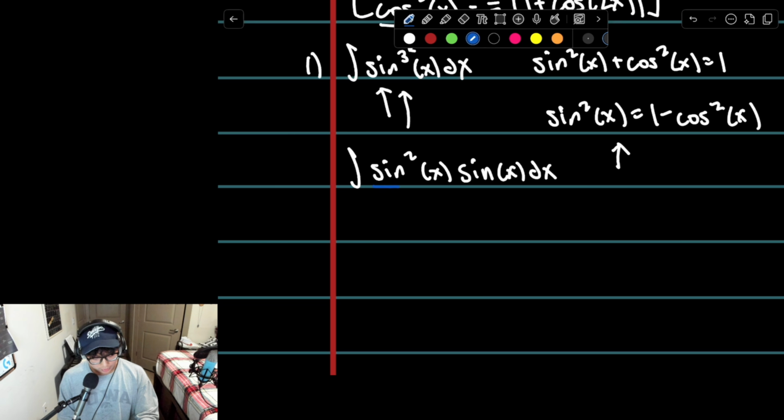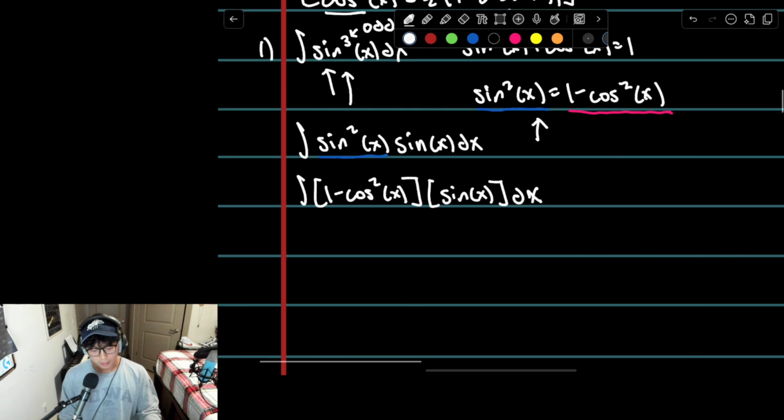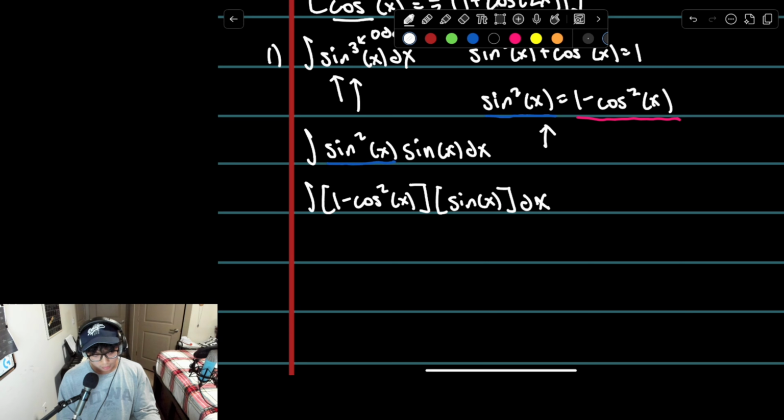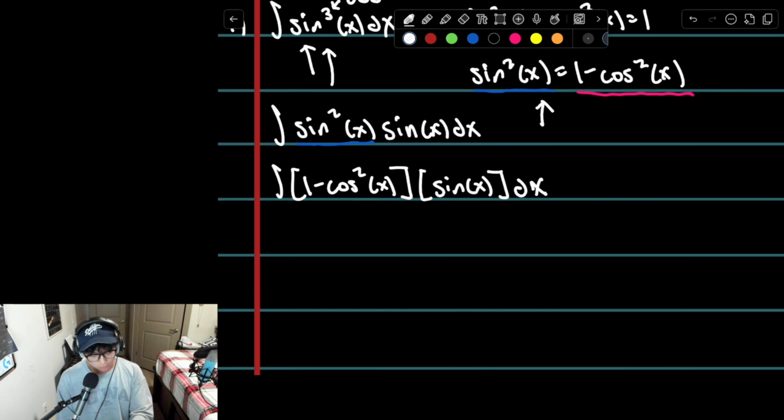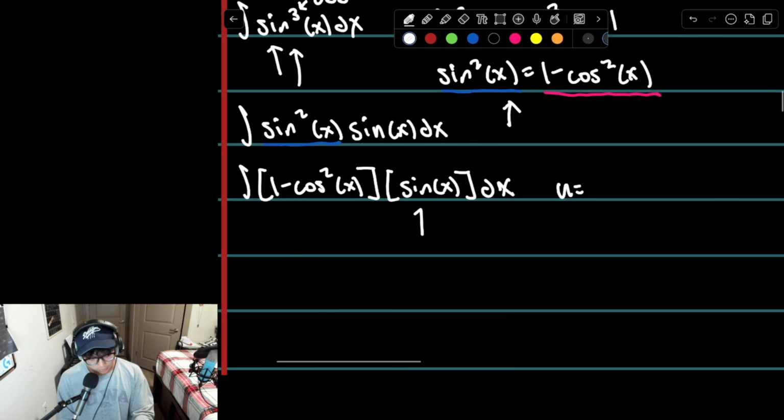And now that we have a sine squared x here, we could substitute this version of sine squared x, which will be underlined in red, which will then get us 1 minus cosine squared x times sine of x. Now you might be wondering, well, that kind of felt pointless like earlier, but it's not, because then you could use u substitution, which in this case, we would try to cancel out this sine over here.